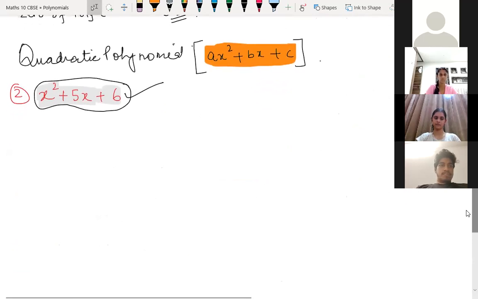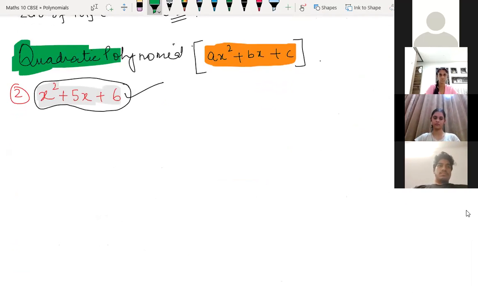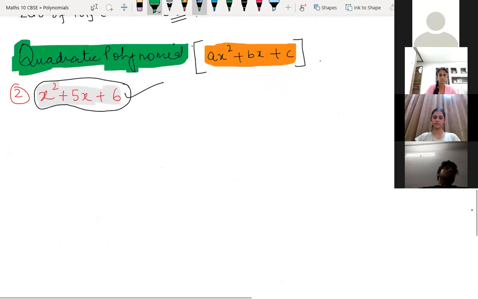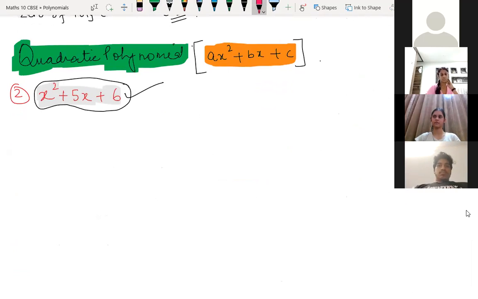So this is a quadratic polynomial. So first of all, children, find the value of x here by prime factorization. If you don't know how to do it, just see this 2 is the product. This 2 is the product. And this middle should be what? Sum.